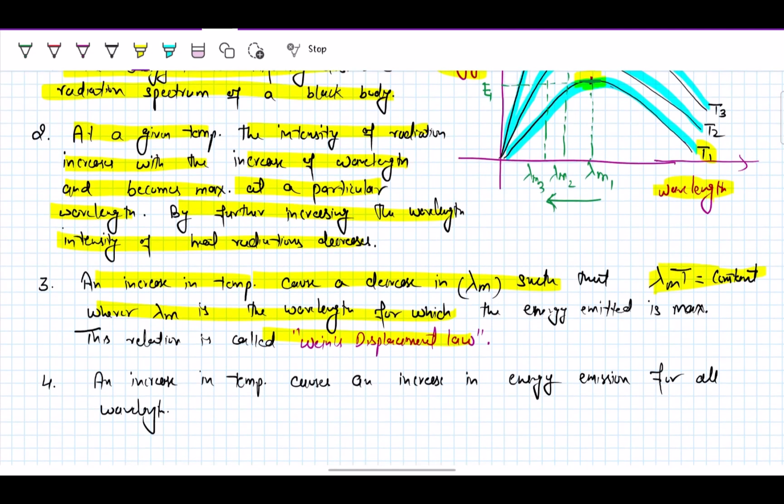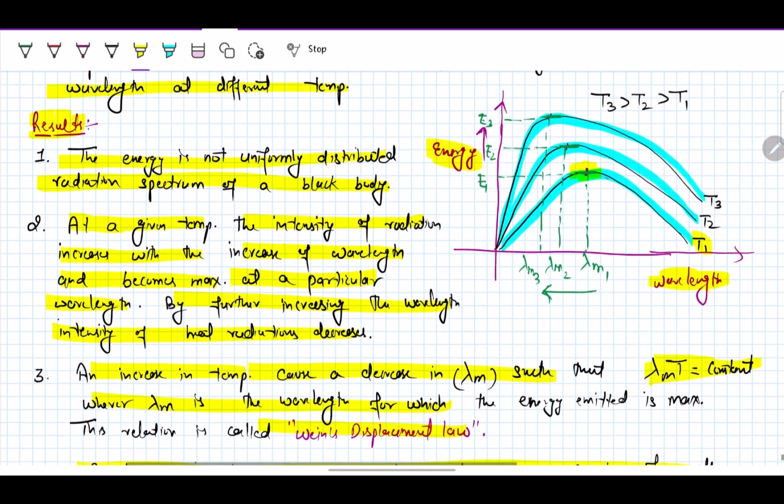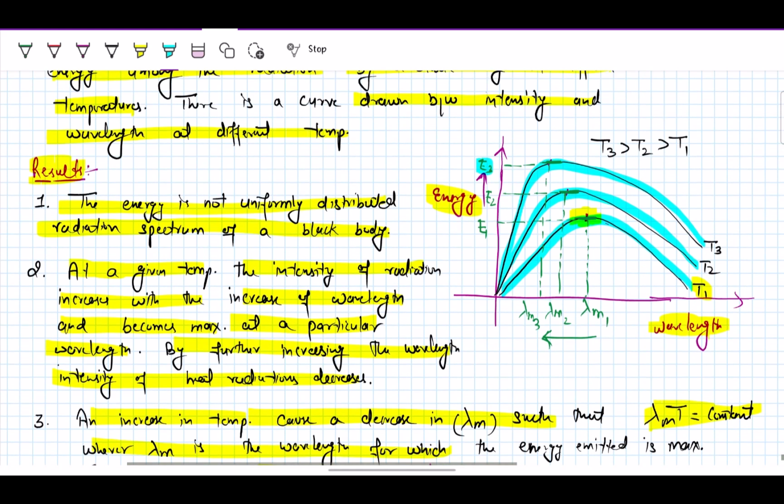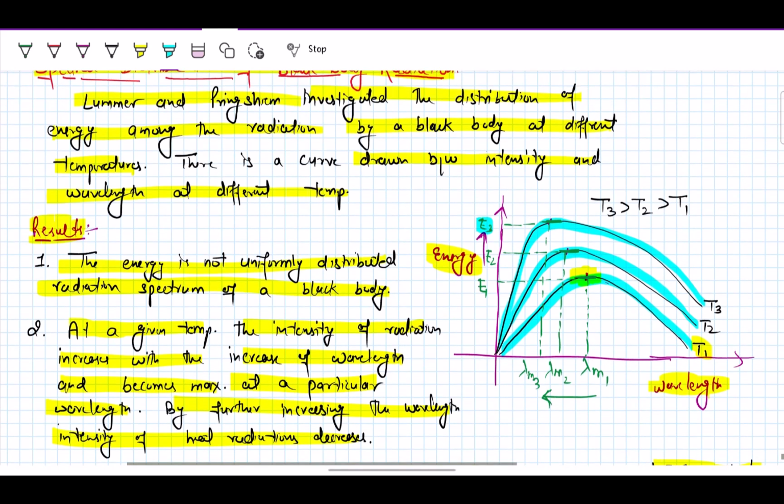And the last finding of this experiment is that an increase in temperature causes an increase in energy emission for all the wavelengths, as we are able to observe here. For temperature T1 we have energy E1, for temperature T2 energy is increased to E2, and then for temperature T3 energy is increasing to E3. Okay, so these are the findings given by Lummer and Pringsheim on black body radiation.